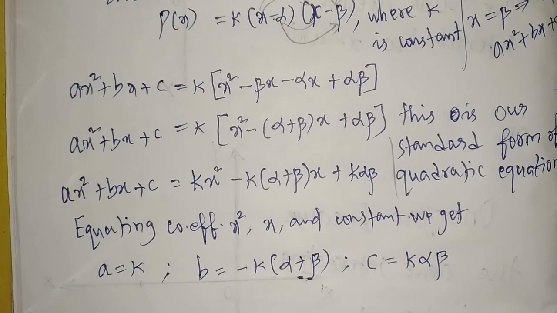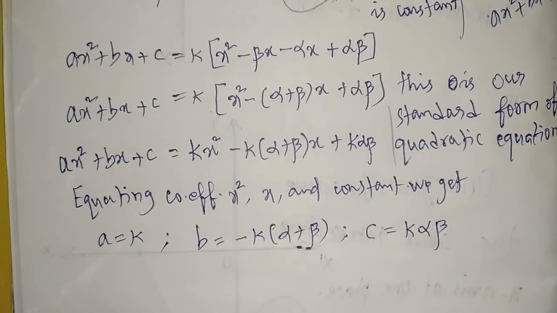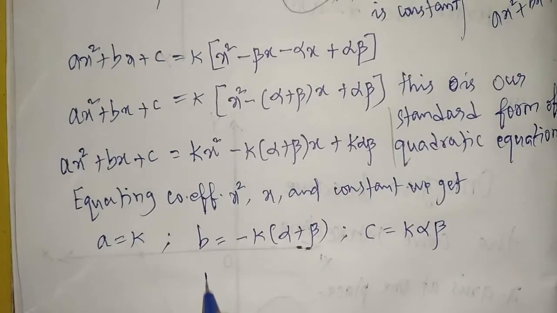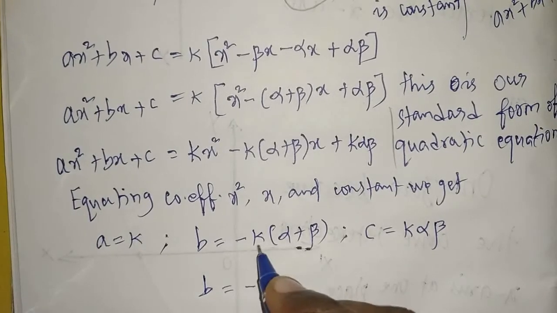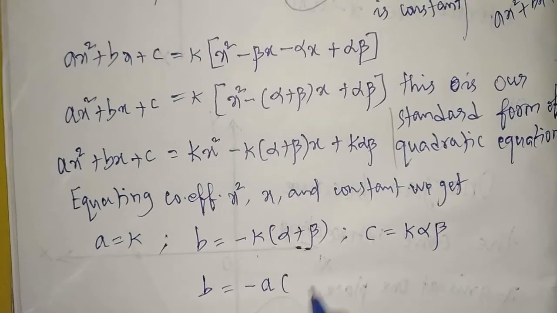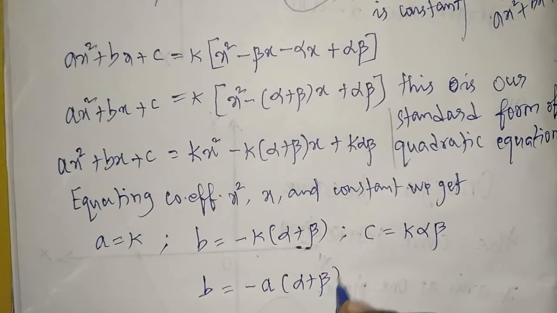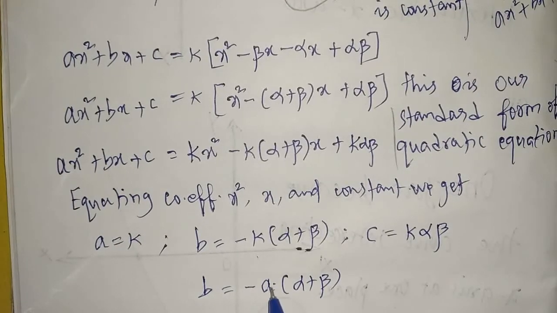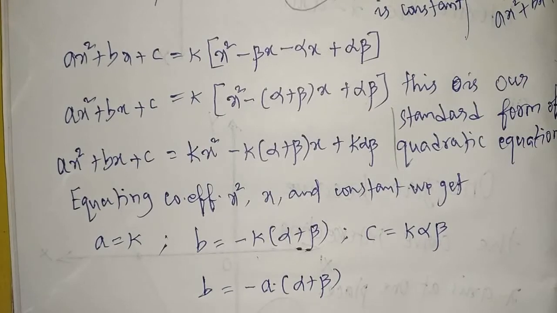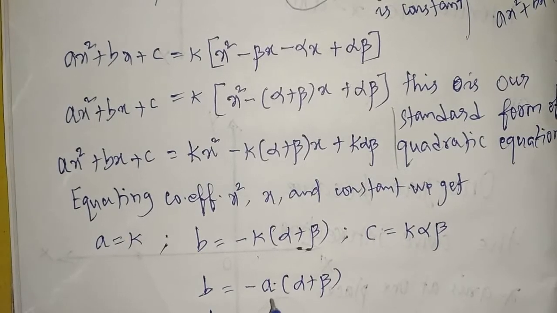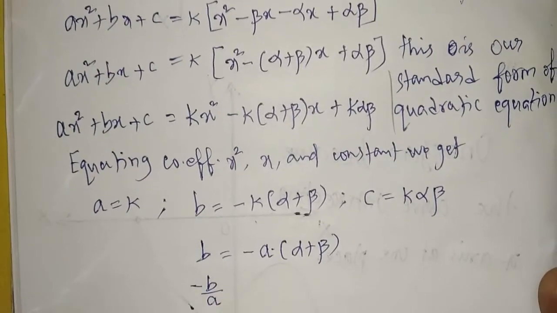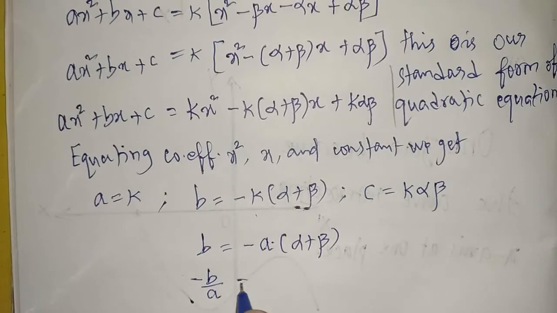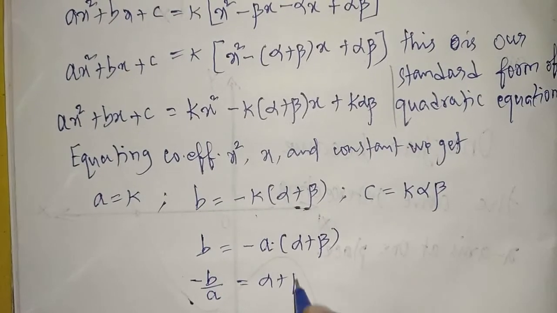Through this only I'm going to bring some formulas, so listen carefully. Here k equals a, so instead of k you can substitute a. So b equals minus a into alpha plus beta. Now this a is multiplied with alpha plus beta, so the multiple goes to the opposite side. Then I'm getting minus b by a, which is equal to alpha plus beta.